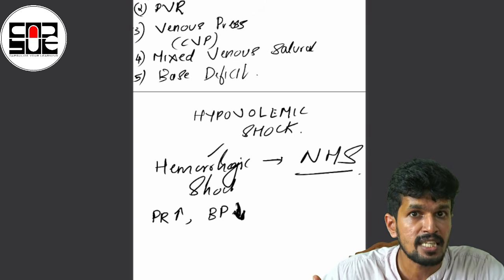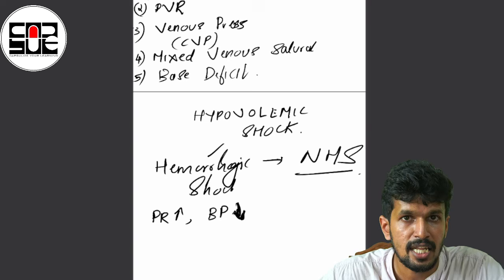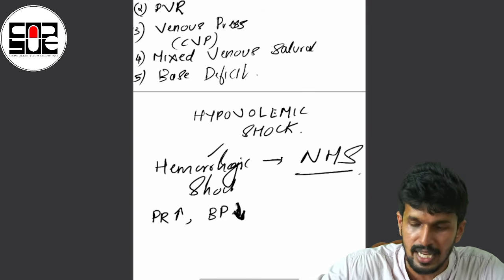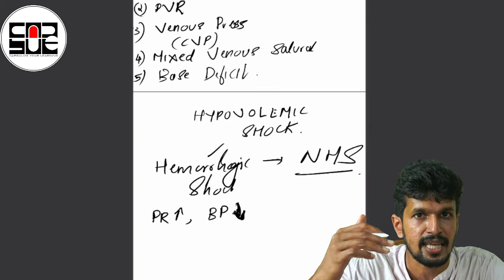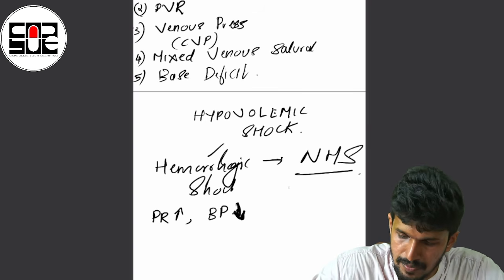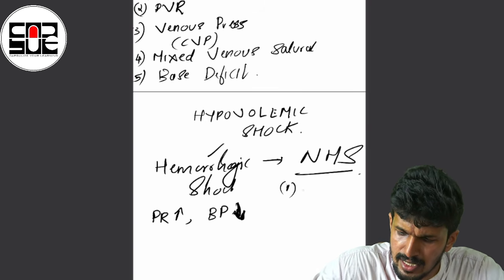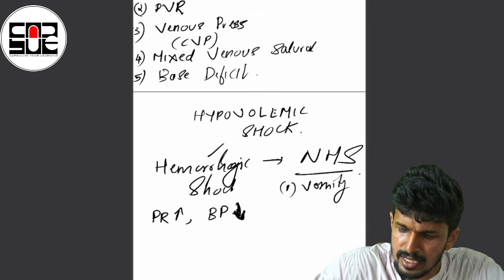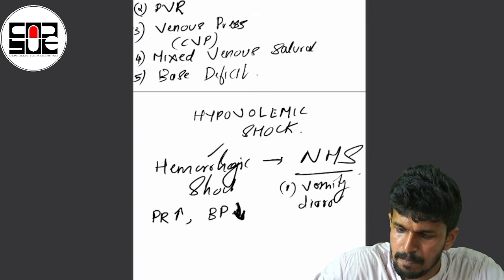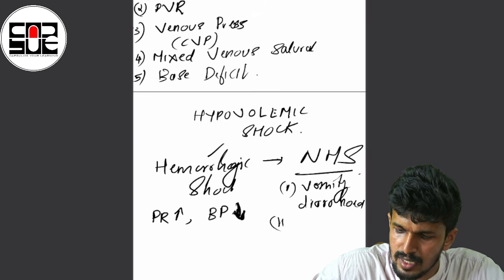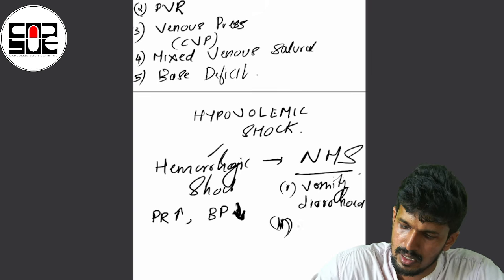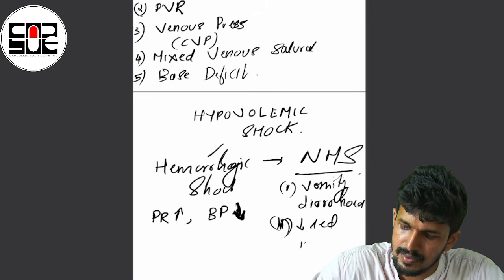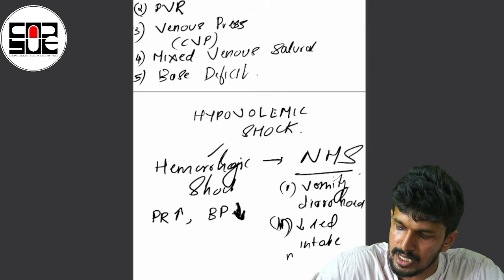What are the other things which can also fall under non-hemorrhagic shock? I told you about the intake and outflow. Along with that, there can also be third space loss. I'll just write down the headings: significant vomiting, diarrhea. What is the second thing which I told? Decreased intake. That is old age, malnourished.